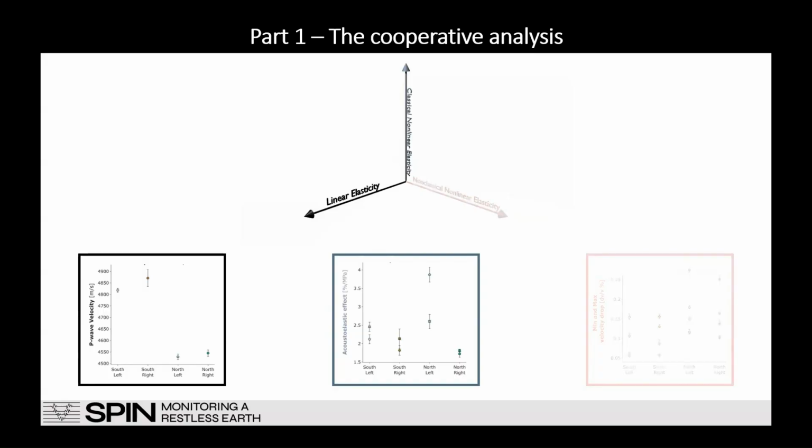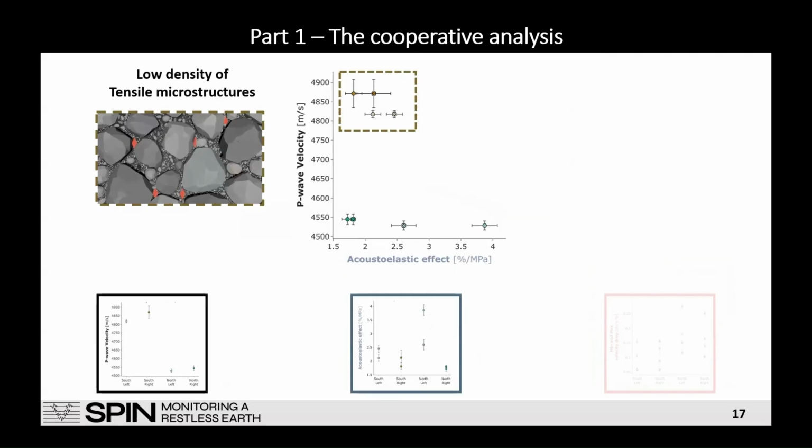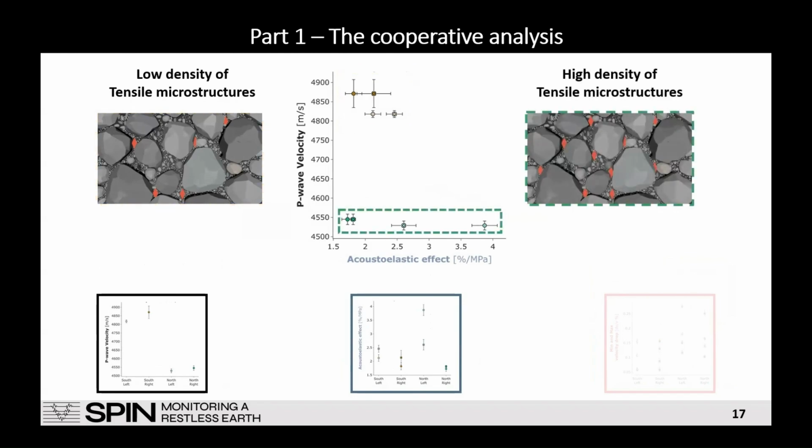Let's analyze it in this way. Here we analyze the results of ultrasound pulse velocity and acoustoelastic effect. We can identify 2 different groups. The first one corresponds to high integrity level and low values of acoustoelastic effect. That means low number density of tensile microstructures. On the other hand, we observe low ultrasound pulse velocities and high variability and high magnitudes of acoustoelastic effect. That means high density of tensile microstructures happening in that span of the bridge, which is, again, the north span.